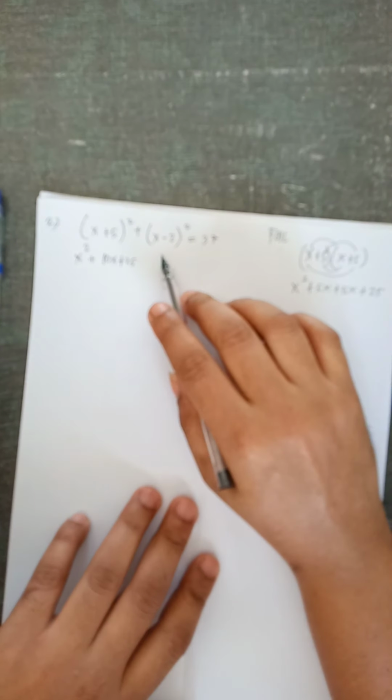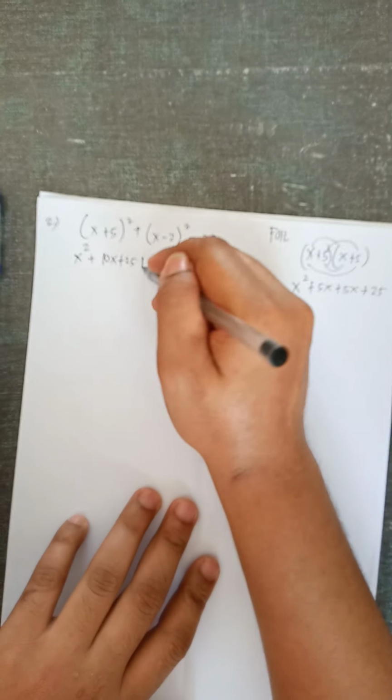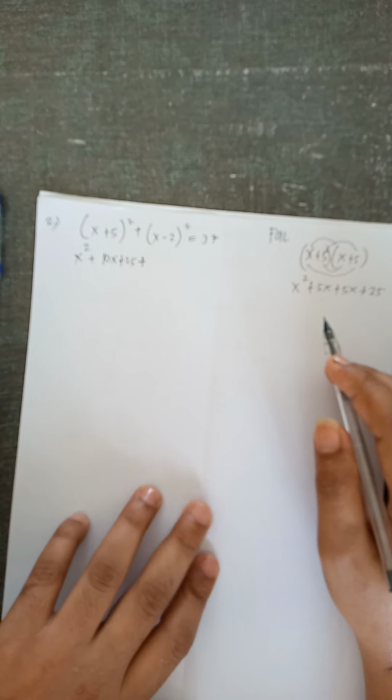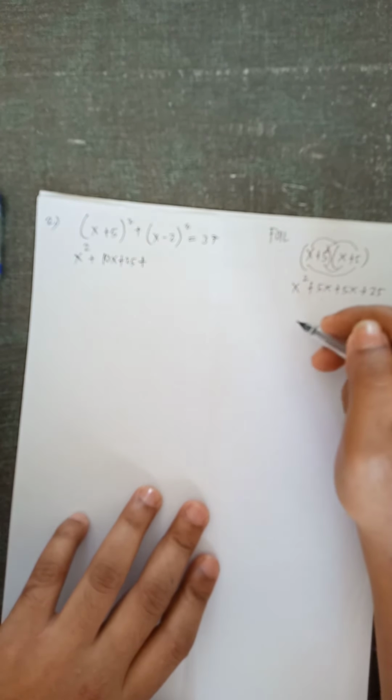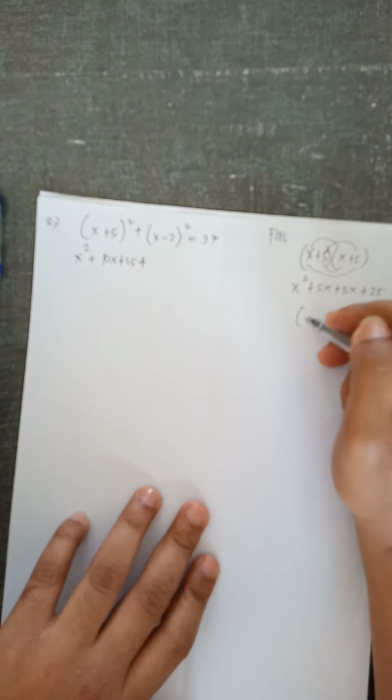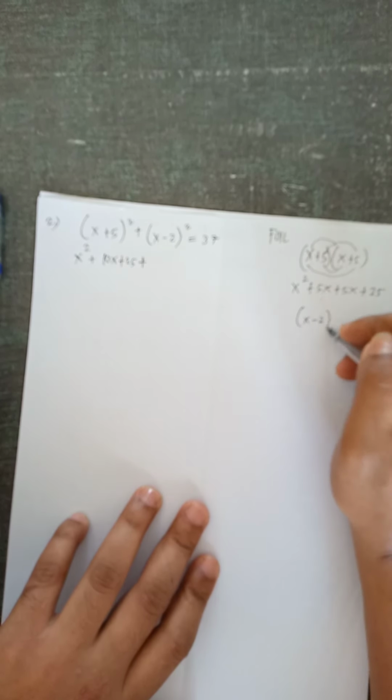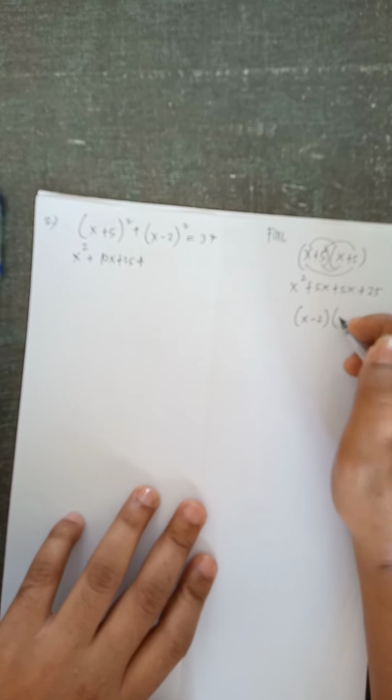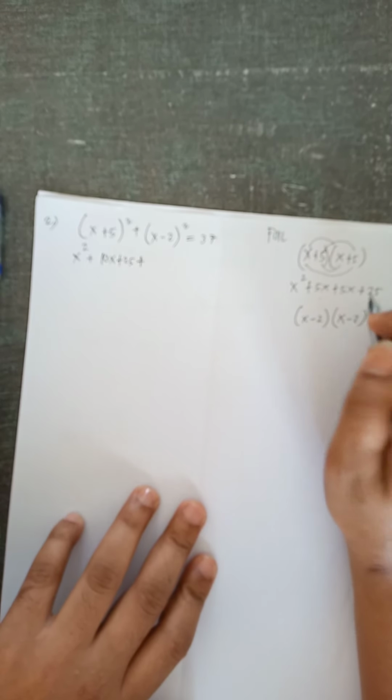Next, x minus 2 squared. It can also be written as x minus 2 times x minus 2, which means multiplying it by itself.